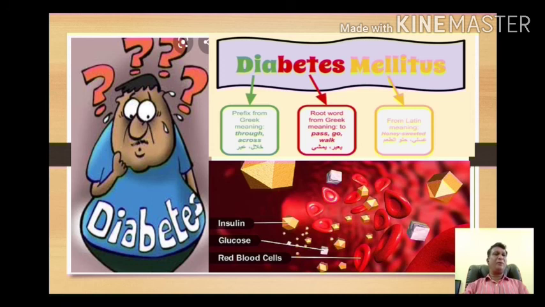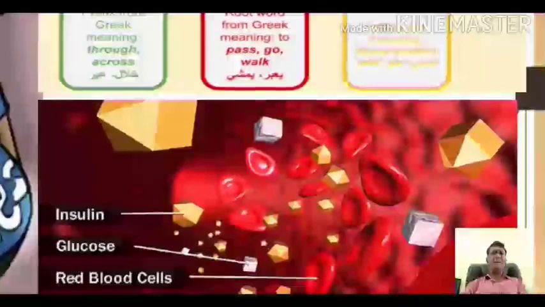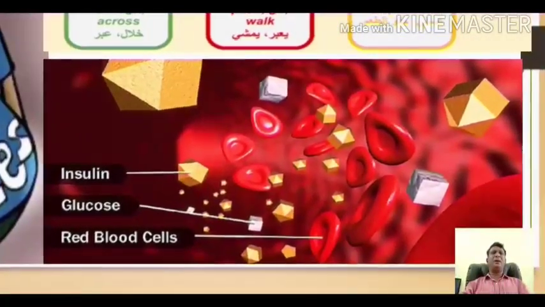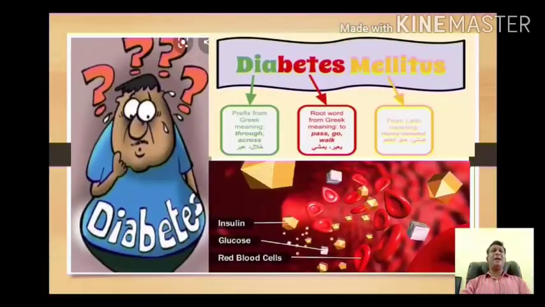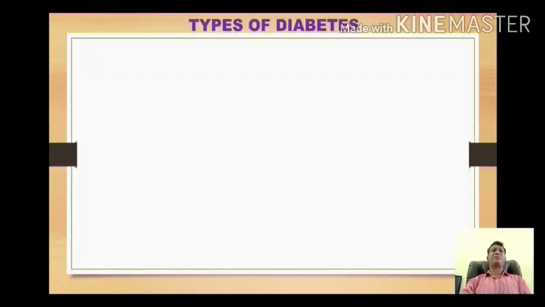So we can visualize this in this picture. This is the picture of a blood vessel. This blood vessel is carrying the red blood cell, the insulin hormone and the glucose particles like this. So the condition in which there is passing of excess glucose inside the blood vessel is referred to as diabetes mellitus. Now let's look at the types of diabetes.